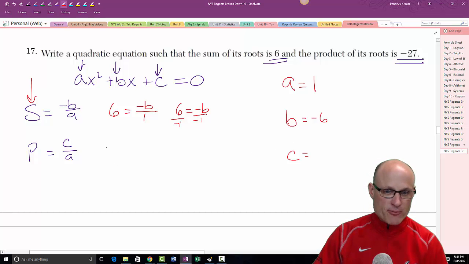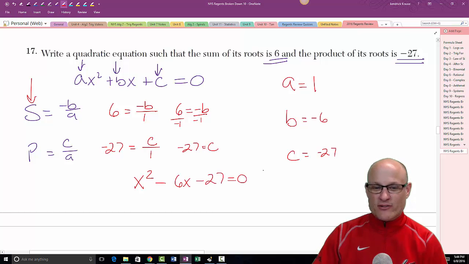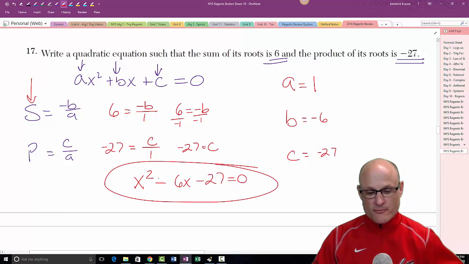Then I come over here and I say, okay, the product of the roots is negative 27. That's equal to c over a, but a is 1. So in this case, I end up with negative 27 is equal to c. Now, don't forget to write the quadratic. It's x squared minus 6x minus 27, and if you do not write this equal to 0, it will be wrong.